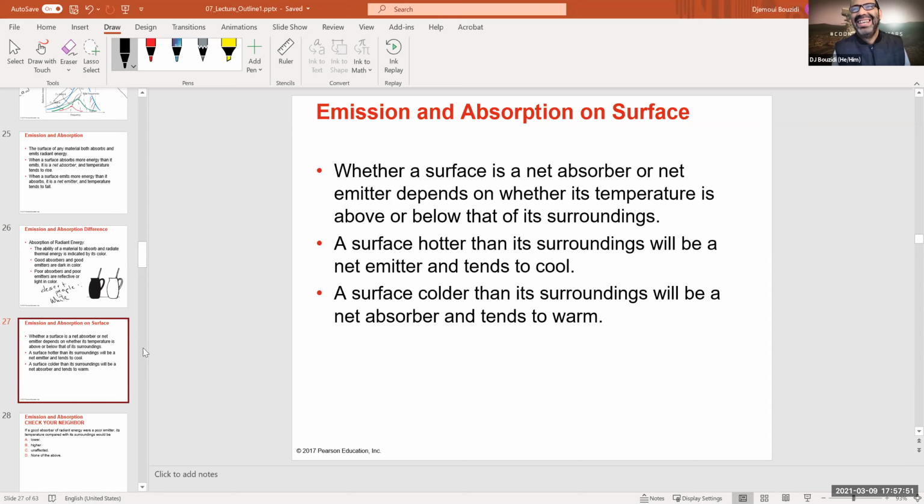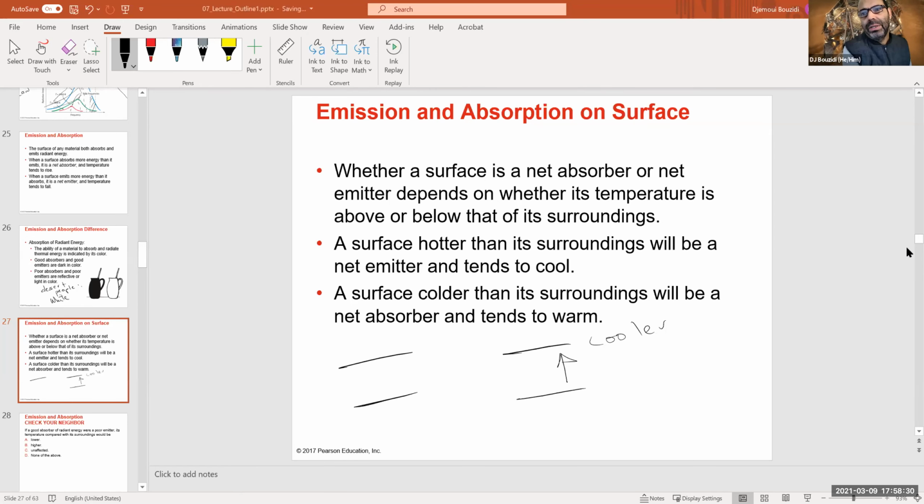Okay, that's good. Whether a surface is a net absorber or net emitter depends on whether its temperature is above or below the surrounding. Again, I talked about that when we were talking about Newton's law of cooling. So it depends on how much you emit and how much you absorb. So again, in the winter, because the surrounding is cooler, you're going to emit energy and you're going to feel cool because you're losing energy. Your temperature is getting less and less, your molecules are moving less and less. So you're going to be a net emitter.